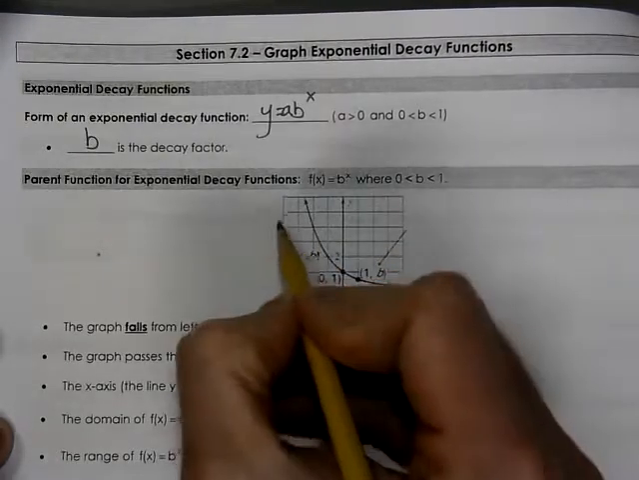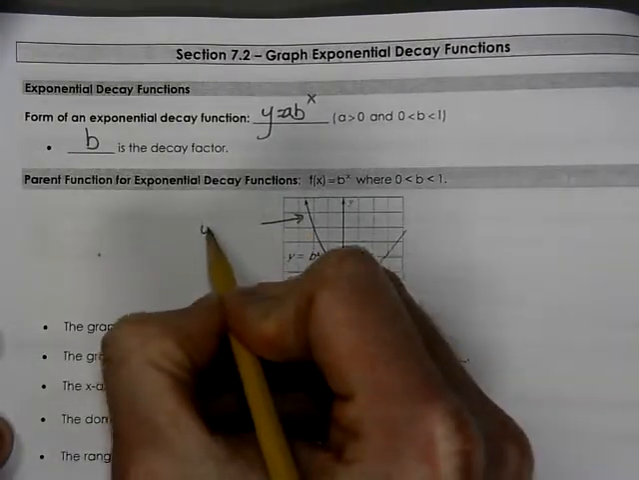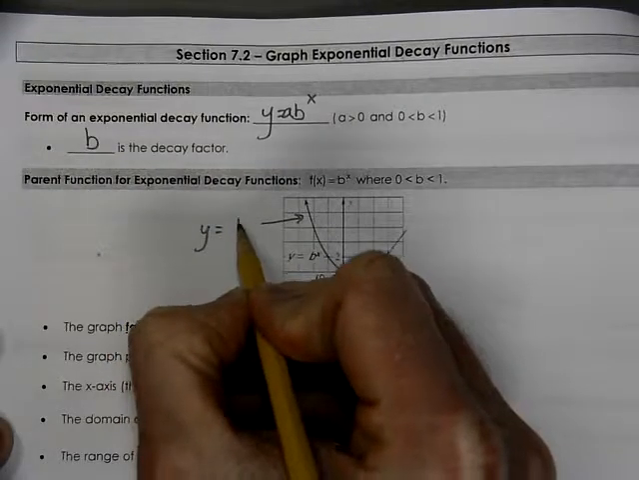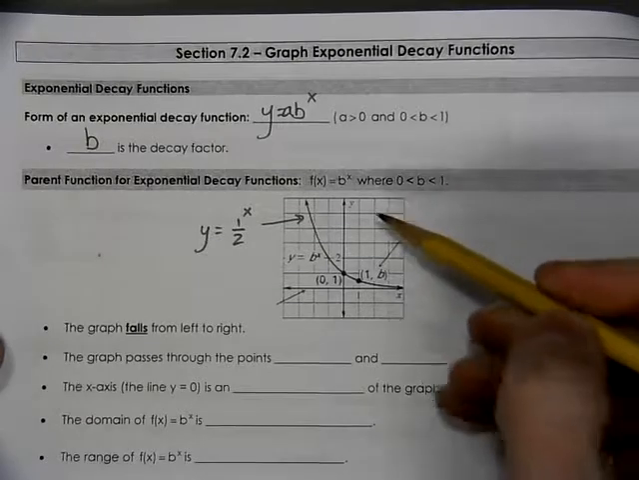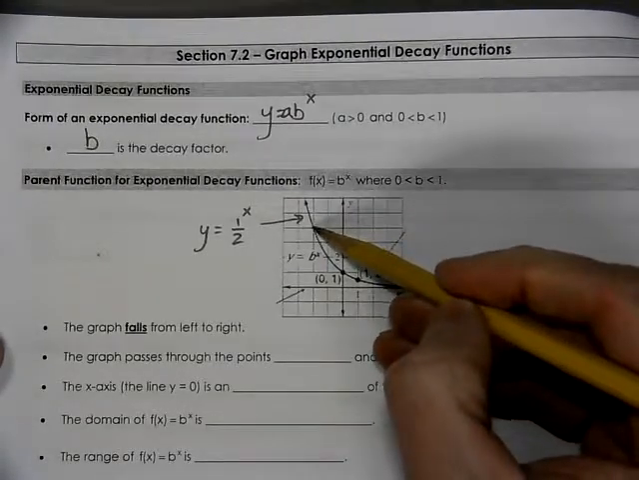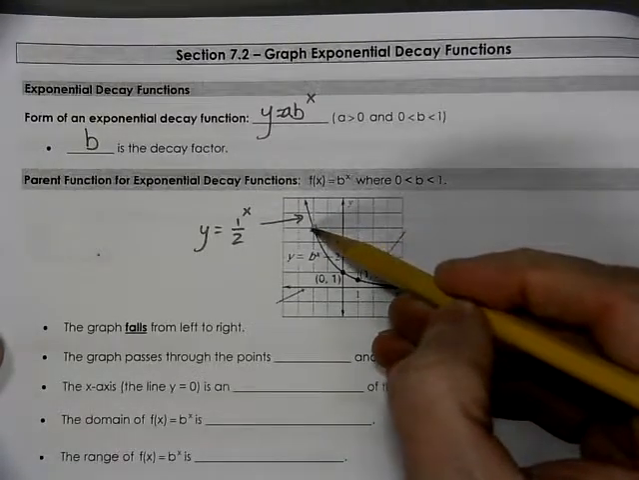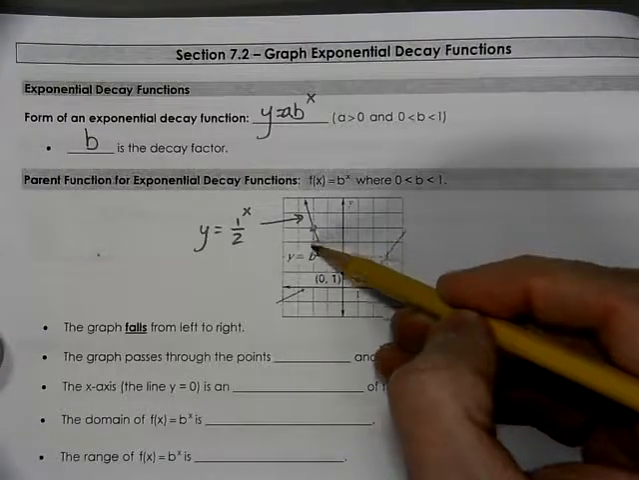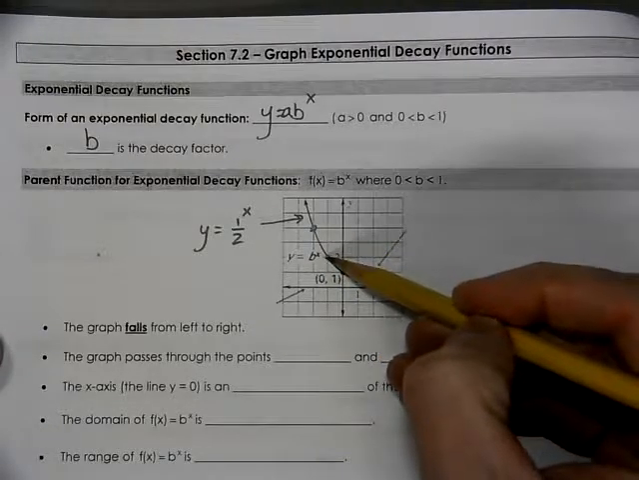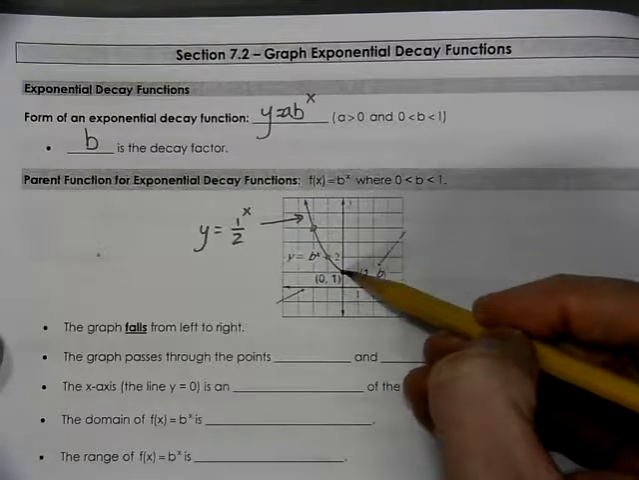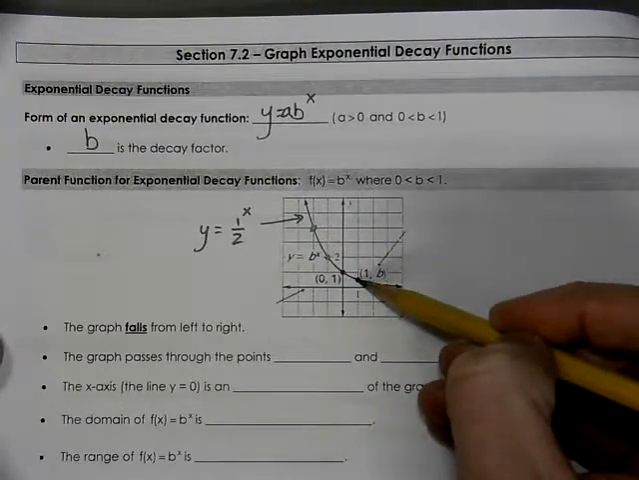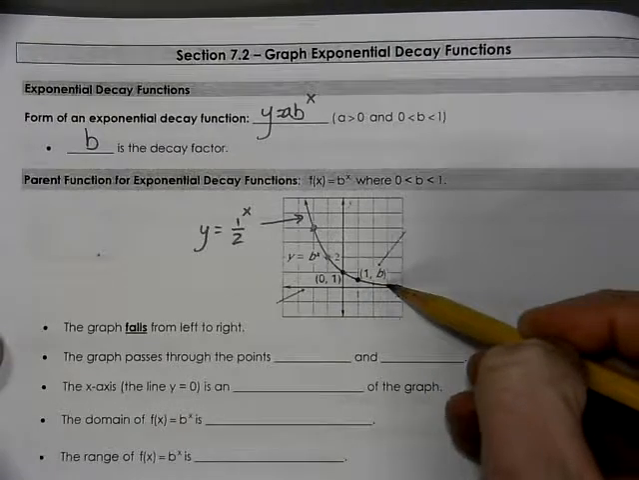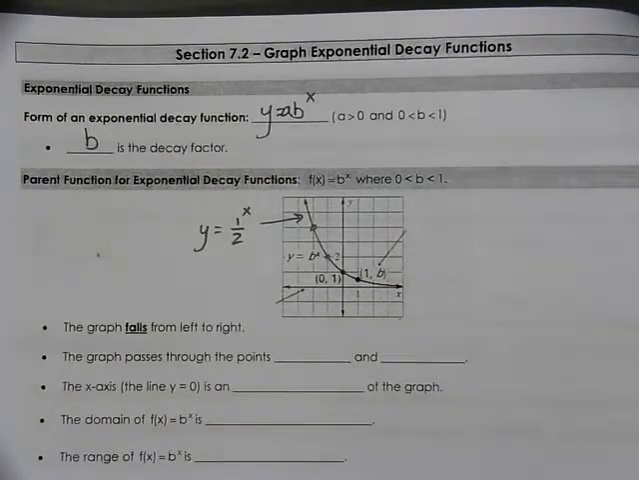This equation is y equals (1/2)^x. And the way I can tell that is that when you're at a certain point, the next point is half the amount of the previous, and then half the amount. So you're up at 4, and then 2, and then 1, and then 1/2, then 1/4, then 1/16, and 1/32.